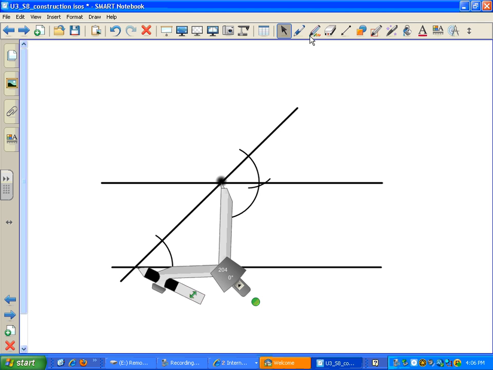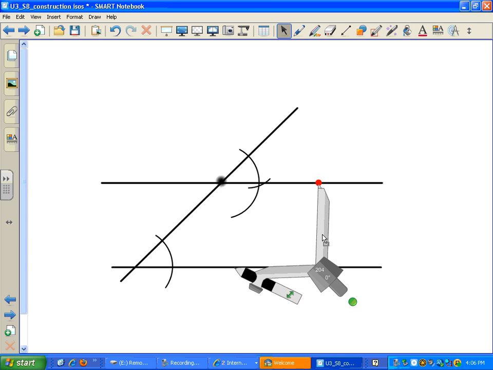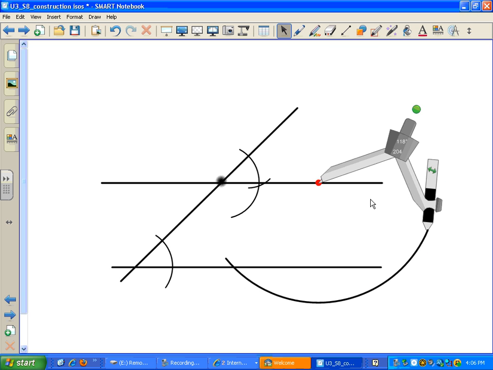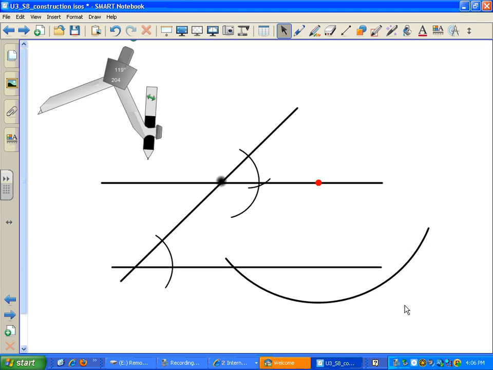Then with my pencil, I am going to put a point somewhere on my top parallel line. Okay, so I just put a point there for my reference. Now take your compass and drag it over to that point you just drew, and go all the way around so it looks something like this. It's going to create a really big arc. It should intersect that bottom line two times. If it doesn't, then take your straight edge and extend that line out.